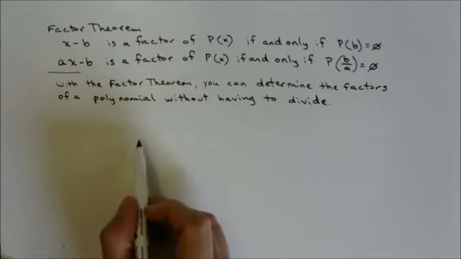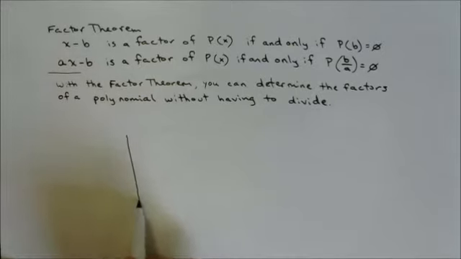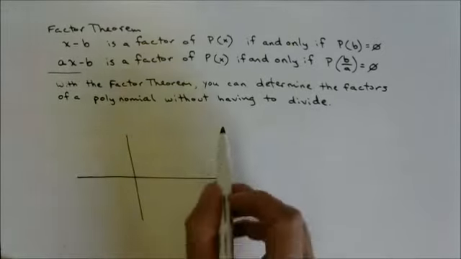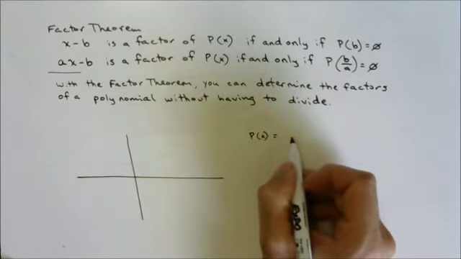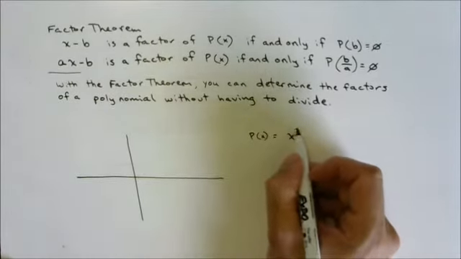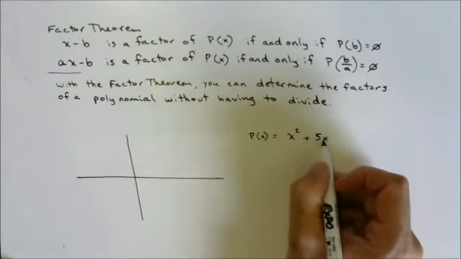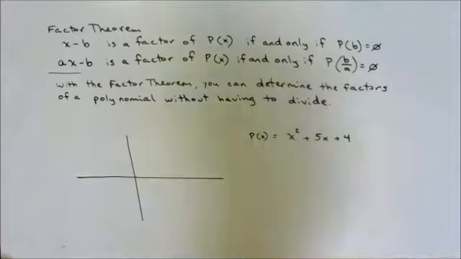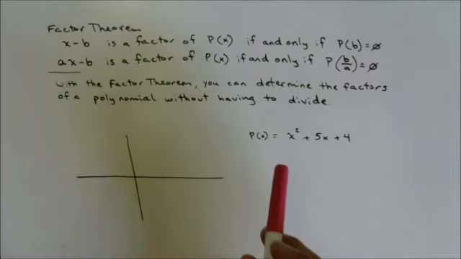Okay, the question comes, Mr. V, put this in context. Why does this work? How does it work? Okay, let's say you had a polynomial. Let's say we had p of x, and let's say it equals, I'm just going to pick a fairly simple one, x squared plus 5x plus 4. We kind of know that's a quadratic, and we can factor that fairly easily.